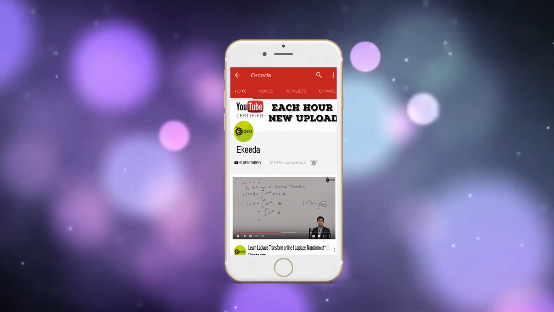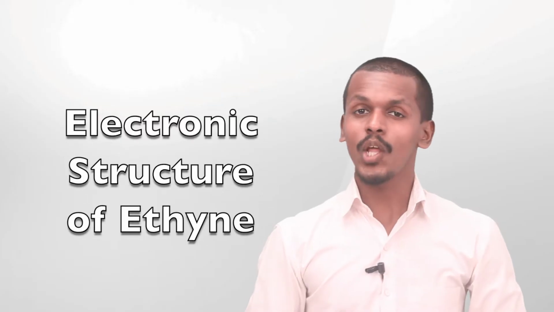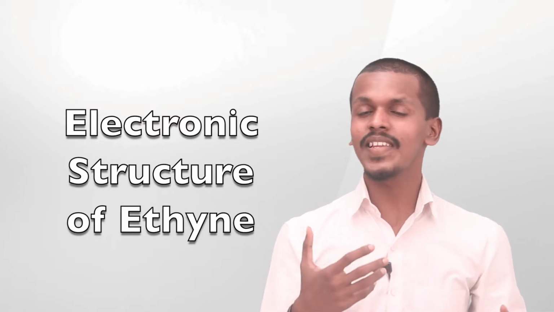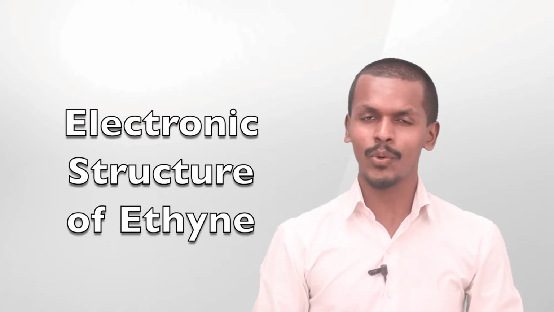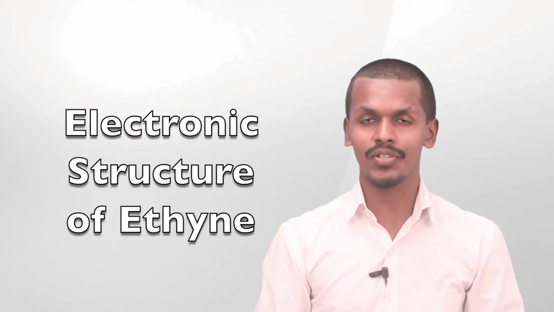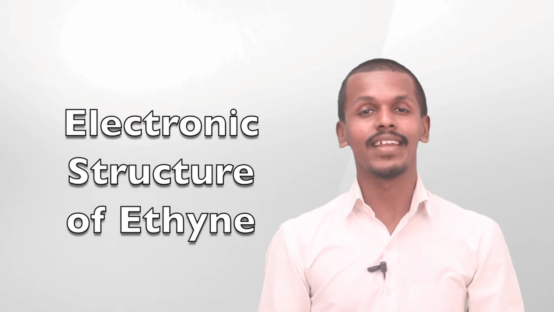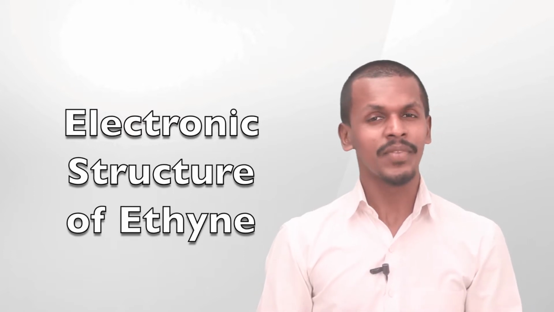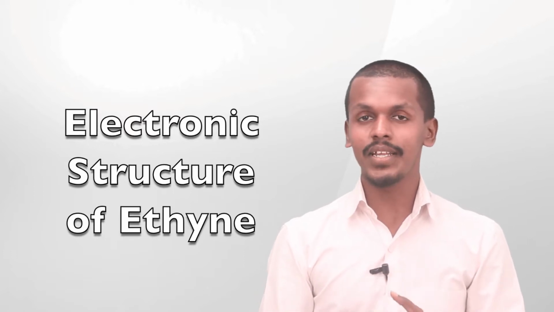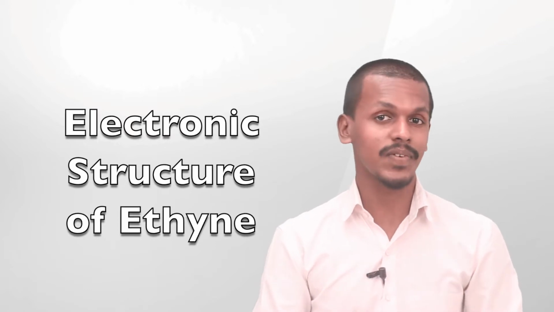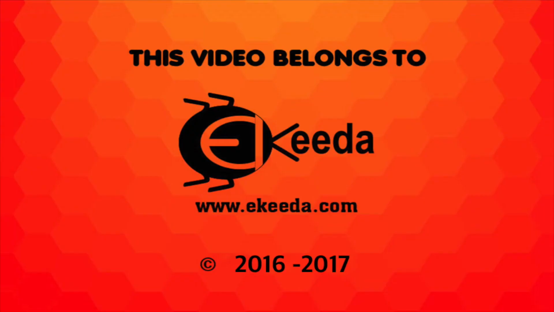Hello friends, now we are going to discuss the electronic structure of ethyne. There are three types of structures that we are going to draw: the Lewis dot structure, the ball and stick structure, and lastly the structural formula. These are all called electronic structures of ethyne. So let us start with that.